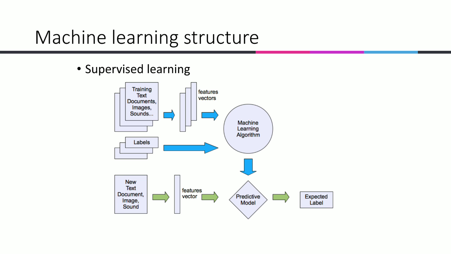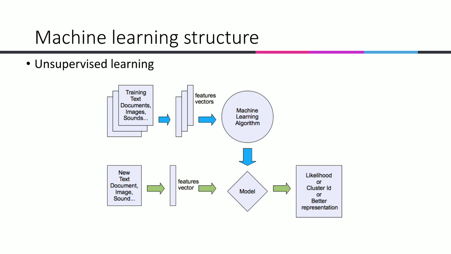Then for whatever unlabeled data we have, we extract the features from that available data. Based on that feature vector, the predictive model gets applied over it and extracts the label, that is, the expected label.